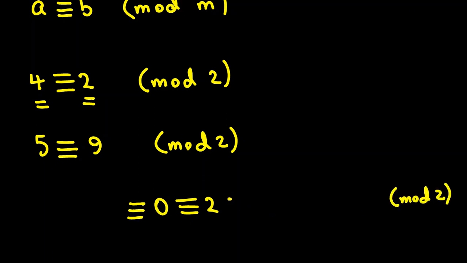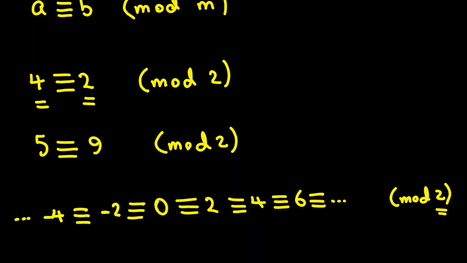So you can add 2. 2 plus 2, 4. It is again even. 2 plus 4, 6. And so on. So when you have mod 2, you can add or subtract by 2. Negative 2, negative 4, and so on. So here all of them have the same remainder.